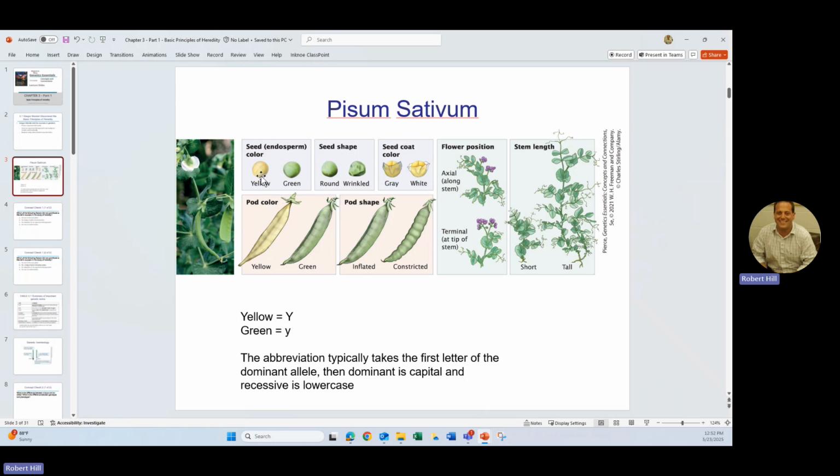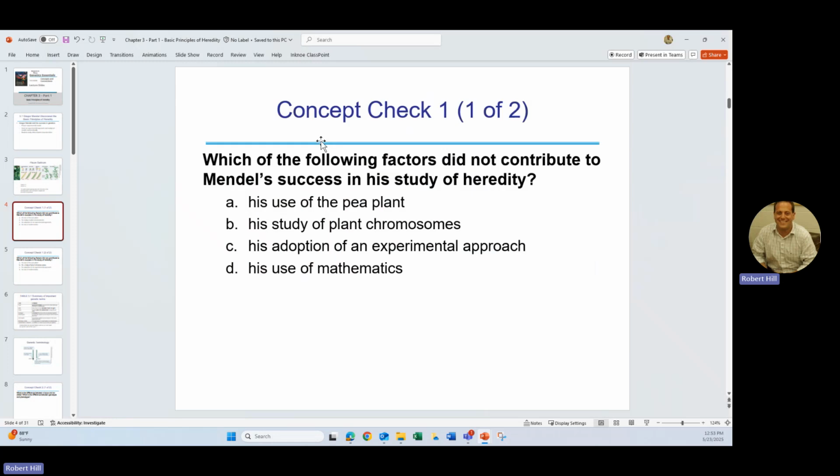Okay, and he was able to prove dominance and recessiveness through his experiments. But basically, if you have an individual plant that has, for its homologous chromosomes, the yellow allele on one chromosome and the green allele on another chromosome, well, all its seeds are going to be yellow because yellow is dominant to green.